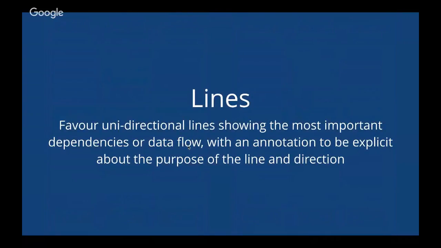In terms of the lines, we always forget about the lines, but the lines are super important because the lines glue the boxes together. I would recommend favoring unidirectional lines. So this means one-way arrows. And you can either show dependencies or data flow. That's entirely up to you. And what I recommend is that, again, all lines should have some sort of description to describe their intent.